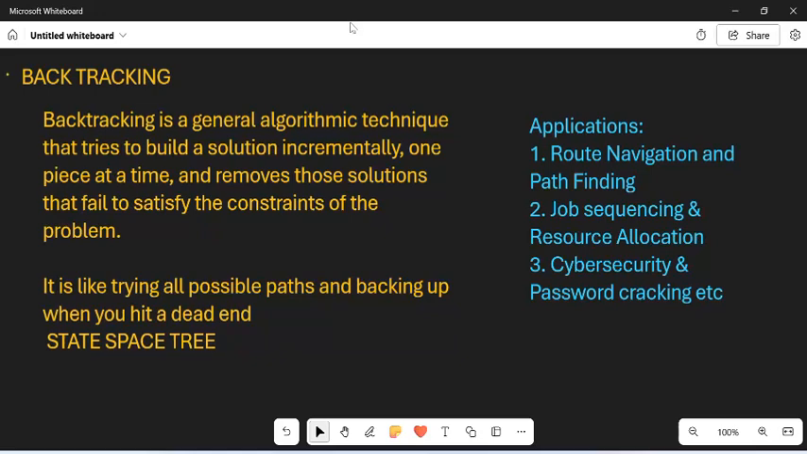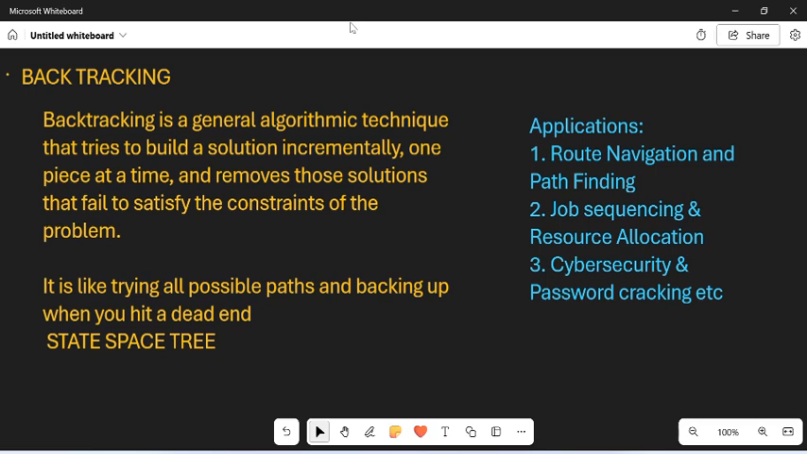Hi students, today's topic is backtracking. Backtracking is one of the problem solving strategies or techniques. Backtracking follows the brute force approach. Therefore, in this lecture, I am going to explain what backtracking is, what its applications are, and some complex problems like the n-queen problem and sum of subset. These problems we will solve by using this backtracking technique.